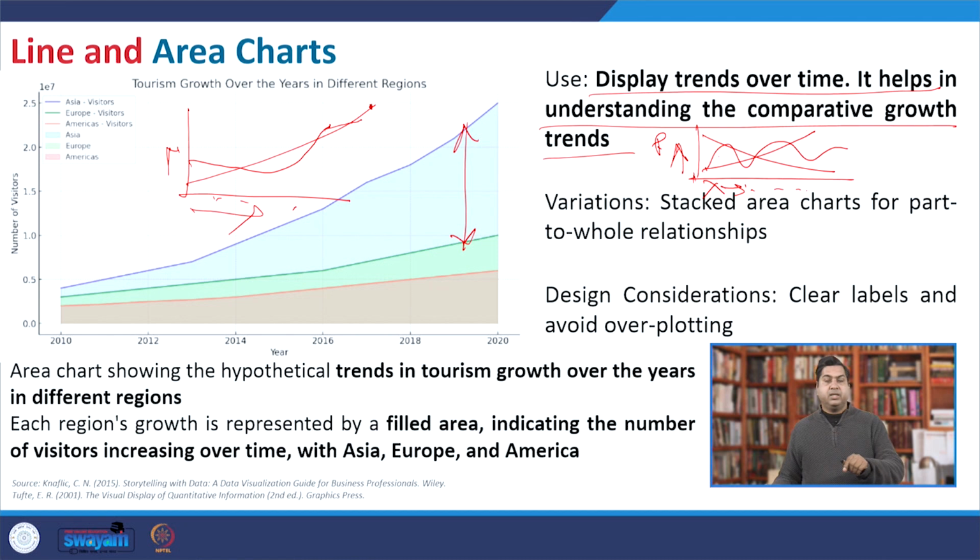So this is nothing but a cumulative plot. The data can be represented with a bar chart as well, where each over shows how many runs are scored. So like that you can use this line and area chart effectively.